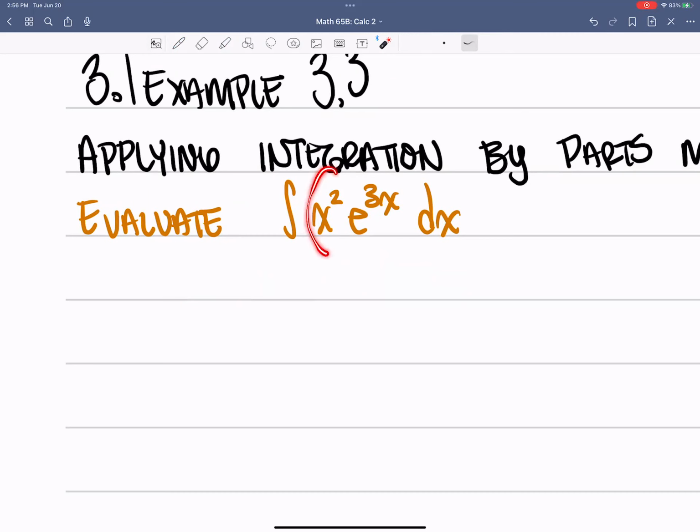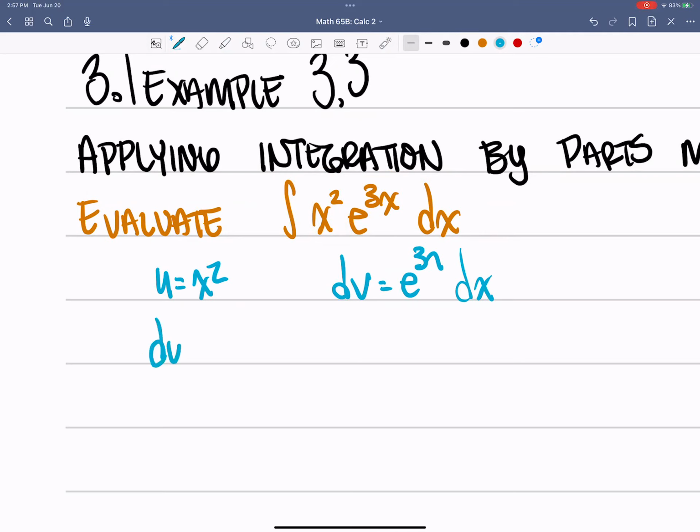Let's choose something that, when we differentiate it, is going to disappear, and when we integrate, kind of just stays the same. So here we have u equal to x squared, and dv is going to be equal to the rest of it, e to the 3x dx. Differentiating, we have du equal to 2x dx. Integrating, we have v equal to e to the 3x times 1 over 3.